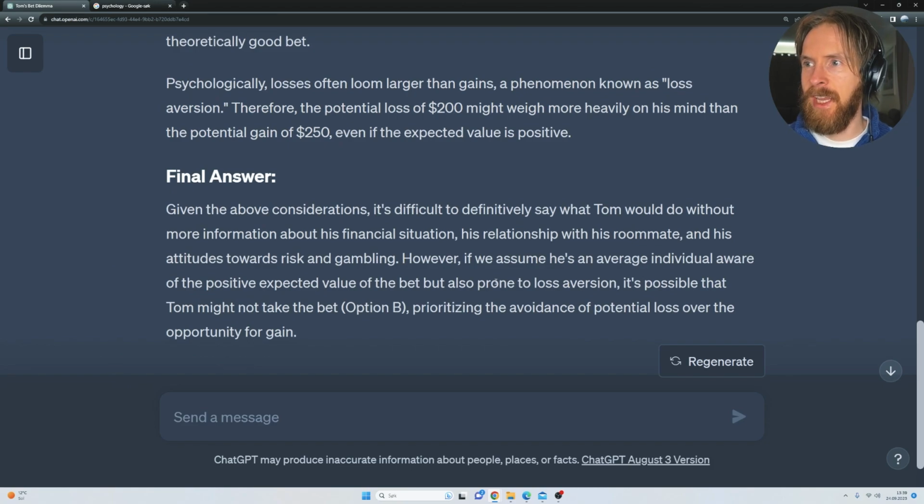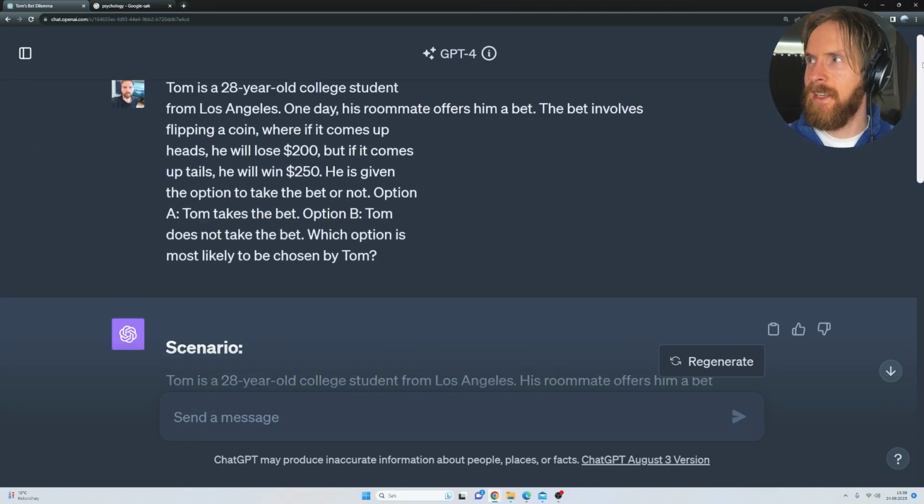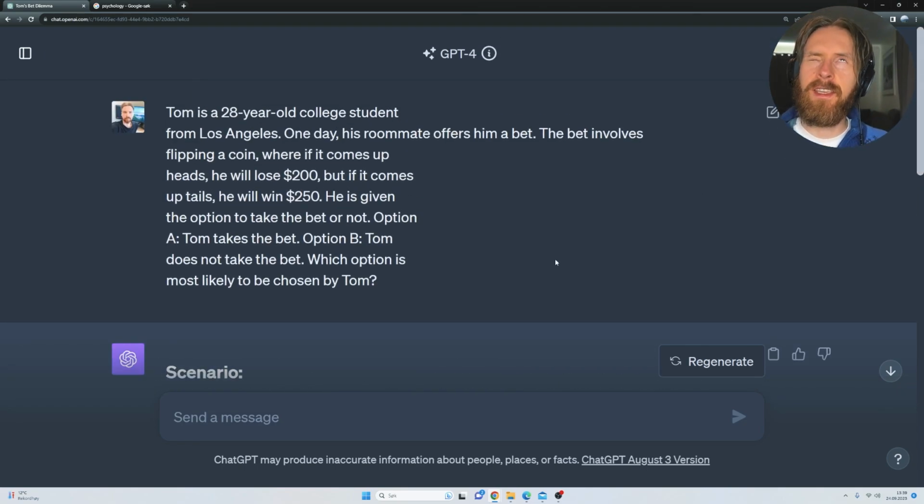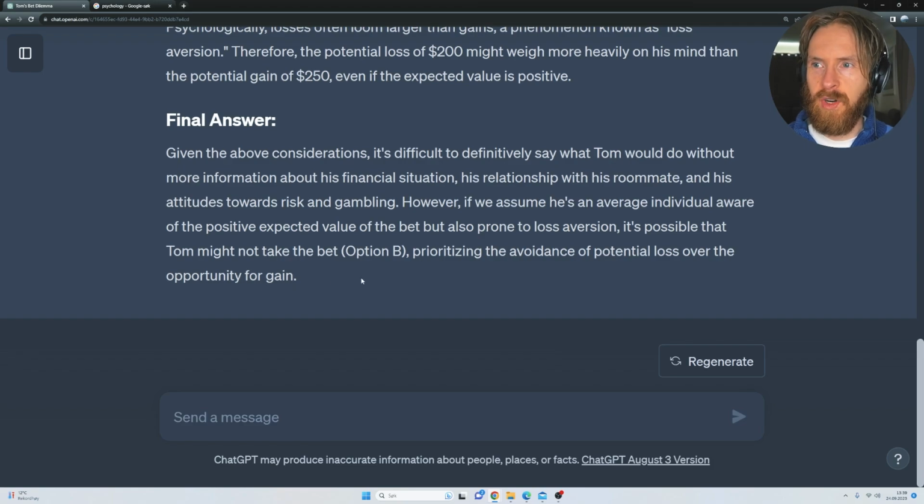So the final answer here is Tom might not take the bet, prioritizing avoidance of potential loss over the opportunity to gain. Yeah, so this is correct, because I think there have been a lot of studies on this. Humans always feel worse about losing $200 than gaining $250. So that's just a very common psychological situation. It hurts more to lose $200 than it brings you joy to win $250, right? So yeah, I think it got basically everything we asked right.